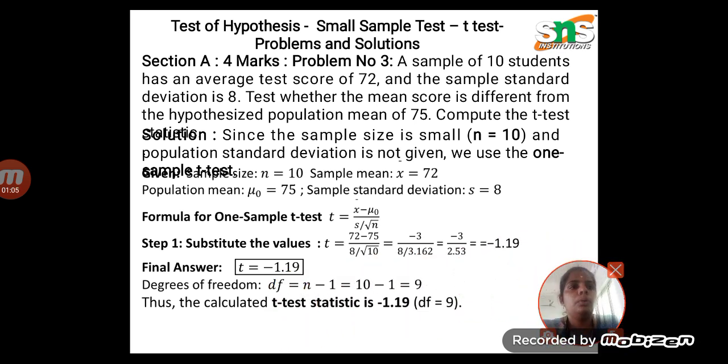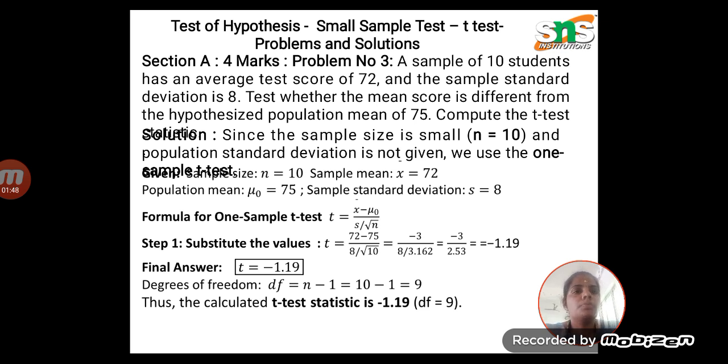Okay, we have to compute the t-test for this problem. They have given the sample of 10 students, so my n value is 10. All the values are given in the problem itself and we are told to calculate the t-test value alone. So we know the t-test formula is x bar minus mu naught divided by s by root n, where x bar is nothing but the mean. The mean of that problem is 72 and 10 students are there, therefore n is equal to 10. Mu naught is the population mean, which is 75, and standard deviation is 8, that is denoted as S.